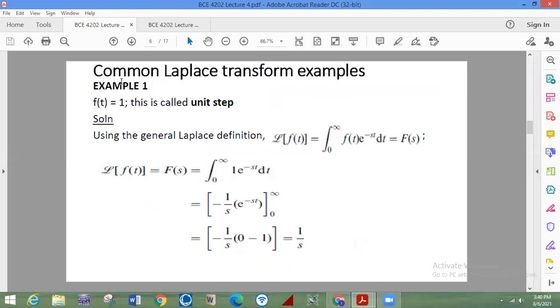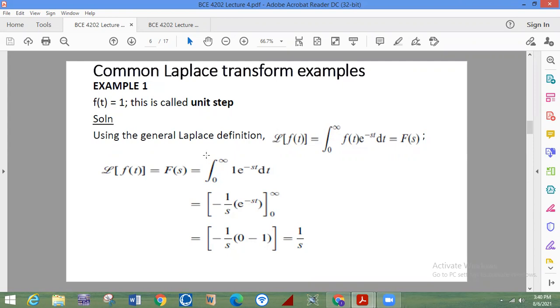We are going to take a look at a simple example where you have a function of time equal to 1. In control systems engineering, we shall call this a unit step. Please note this because we shall meet it in the subsequent slides. It's called a unit step. So what do you do if they say find a Laplace transform of f of t equal to 1?